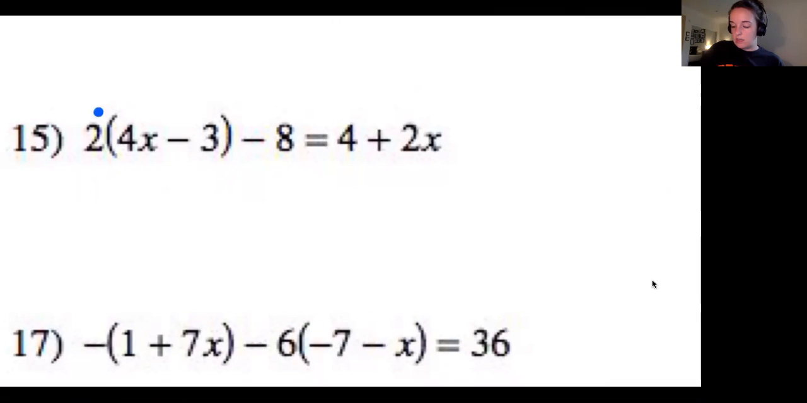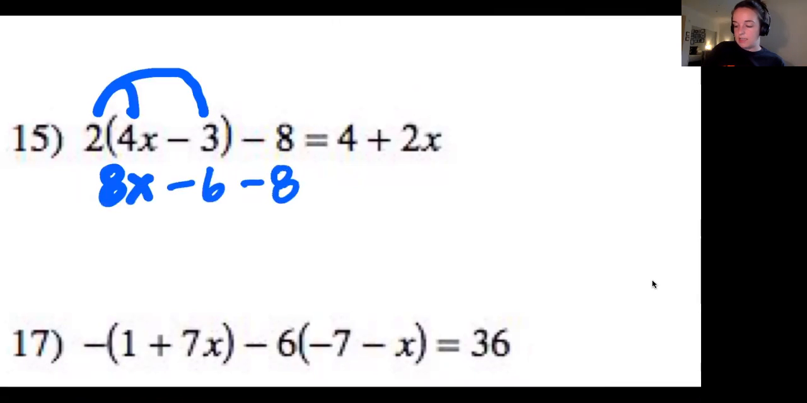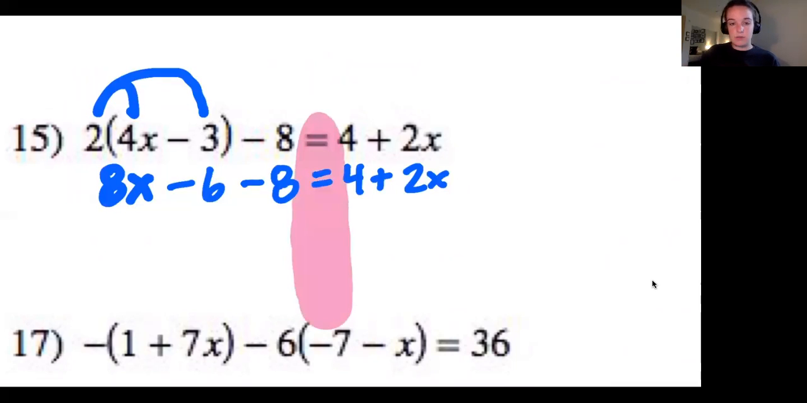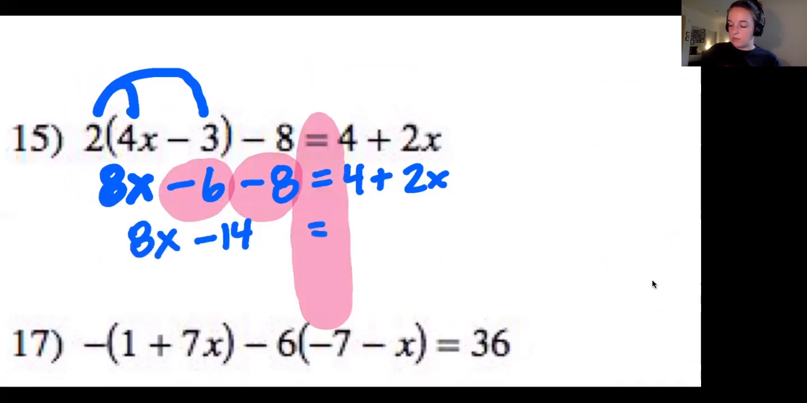So the first thing I'm going to do is, let's see here, 2 times 4x would be 8x. 2 times -3 would be -6. -8 is coming down, and I have 4 plus 2x here. I'm going to combine like terms if they're on the same side. What I mean by on the same side is they're on the same side of the equal sign. So I can see that -6 and -8, those are like terms because they're just numbers. So I have -14. So I have 8x minus 14 equals 4 plus 2x.